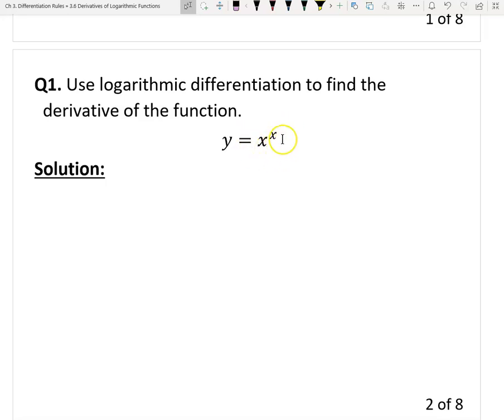Of course, you can go into the composite function and then use the chain rule. But in this video, I will use logarithmic differentiation to solve this question. How to do it? The first step is to simplify by taking the log. I am going to take ln of both sides, the natural logarithm of both sides, to simplify this function.